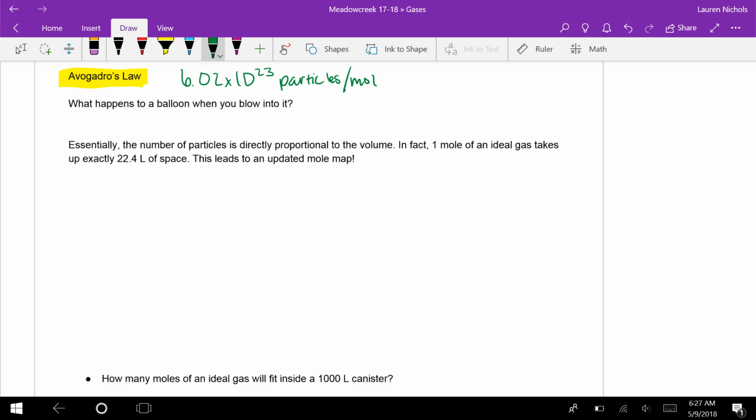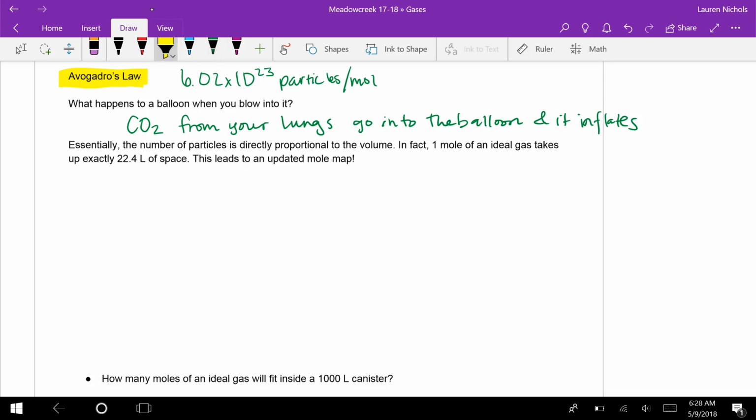And so I want you to think, what happens to a balloon when you blow into it? Well, when you blow into a balloon, the carbon dioxide from your breath, or from your lungs, really, go into the balloon, right? And it inflates. That's what happens. And so what they're saying is that the number of particles is directly proportional to the volume. If you increase the amount of CO2 that's inside the balloon, the volume goes up.